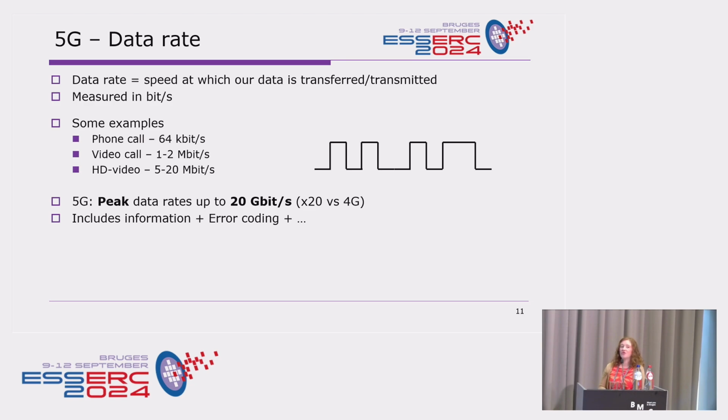And what we want to achieve, based on the requirements for 5G, is peak data rates up to 20 gigabit per second. This is 20 times more than what was possible with 4G. But be careful here, there is clearly written peak, so it means all the data that is sent through, and this contains your information as well as your error correcting codes and so on.